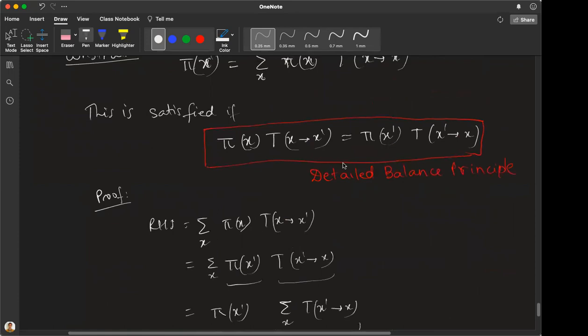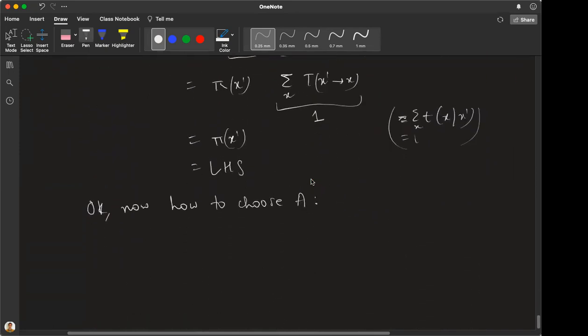Now one thing is obvious. If x is equal to x prime, then there is nothing to prove. It is trivially true. Only when x is not equal to x prime do we have to prove it. So let's look at that condition only. I use my T of x to x prime, which is equal to the proposal distribution Q of x to x prime times the acceptance probability A of x to x prime.